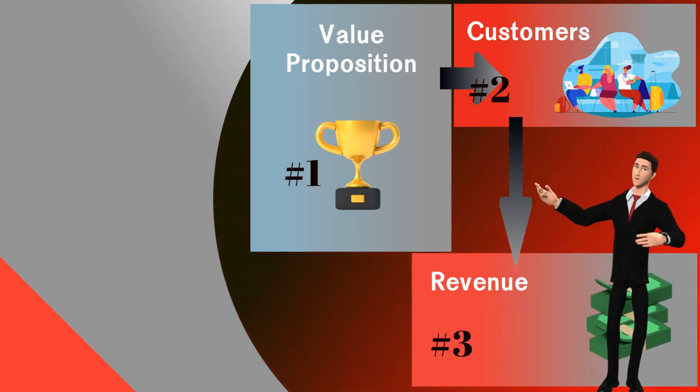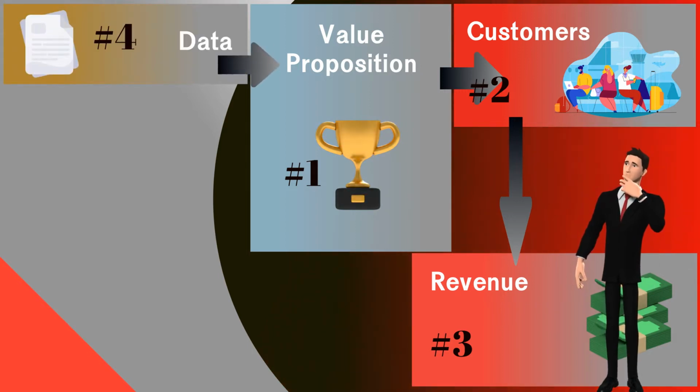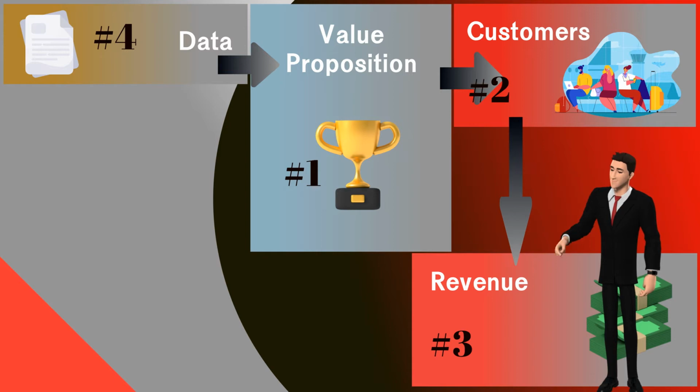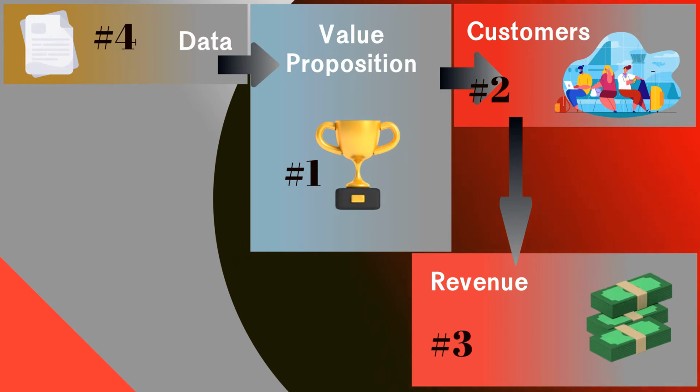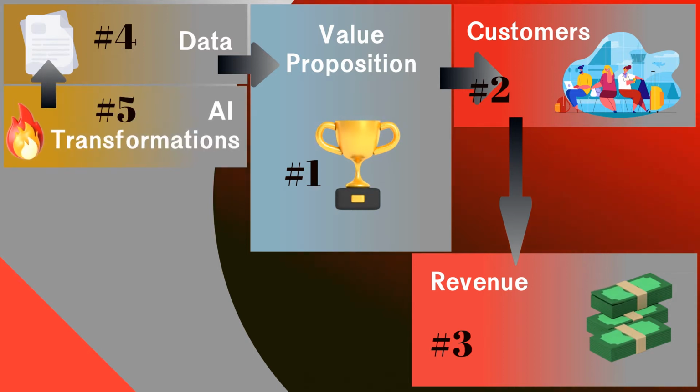Let's shift to value creation. Number 4, the data block talks about data, the pulse of any AI initiative, and addresses what and how data will be used by your AI. Invariably, you need transformations. This is where your AI comes in the form of algorithms and models, as depicted in number 5, the AI transformation block.